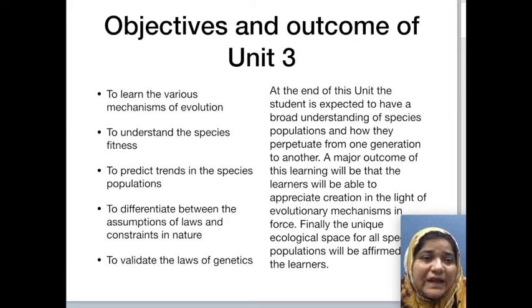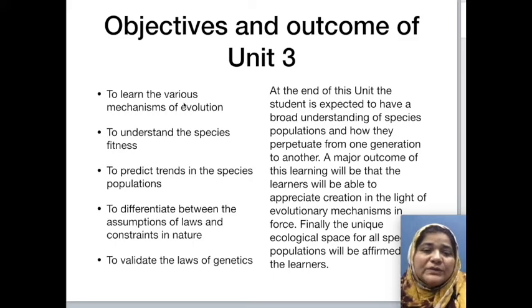The objectives of this unit on population genetics is very broadly, as you can see, to learn the mechanisms of evolution. They should be on your fingertips: mutation, selection, migration, drift. They should all be on your fingertips. These are the mechanisms of evolution. Because, as you know, in the previous unit, you have been looking at the theories of evolution.